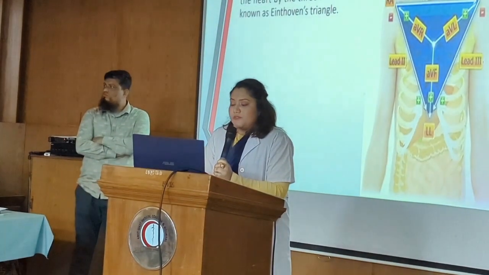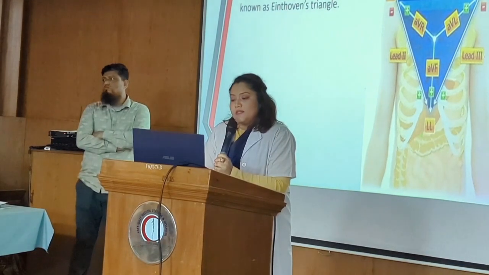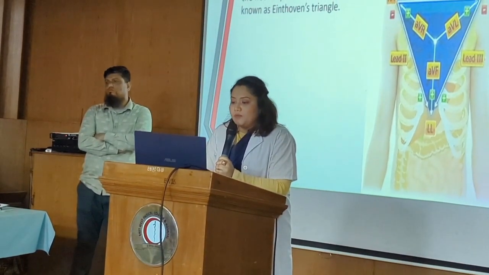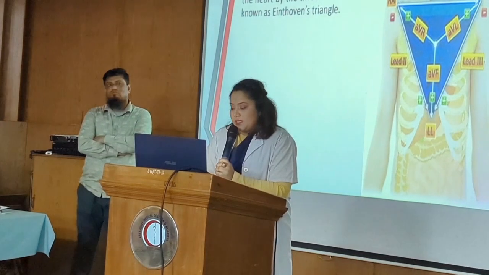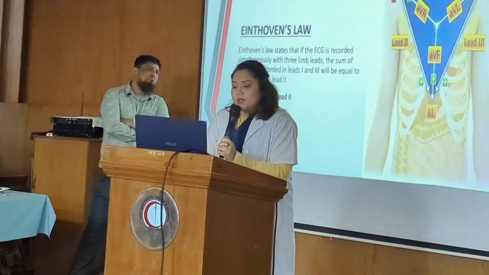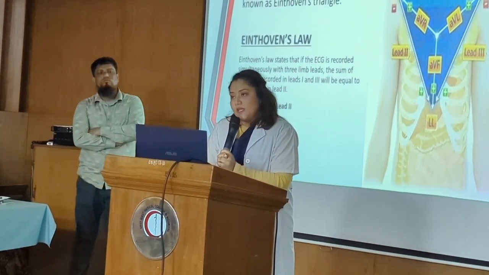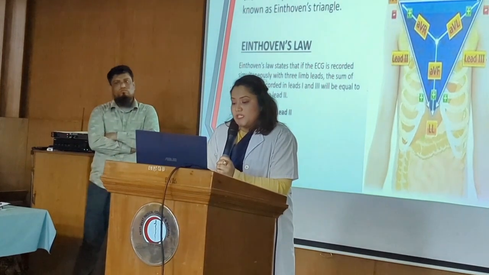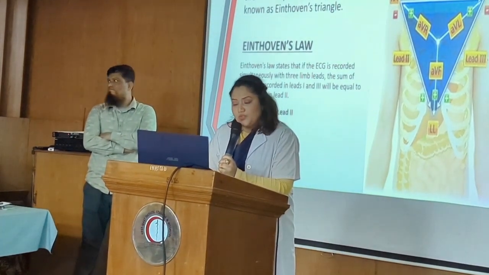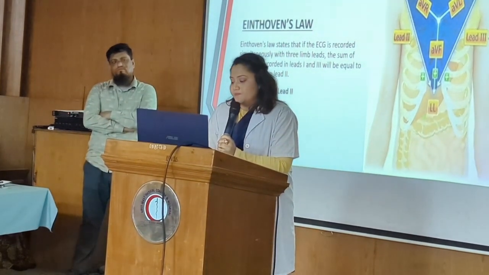For the placement of the ECG leads, we have to know Einthoven's triangle first. It is the triangular area created around the heart by the three limb leads. And Einthoven's law states that if the ECG is recorded simultaneously with three limb leads, the sum of potentials recorded in lead 1 and 3 will be equal to the potential of lead 2.